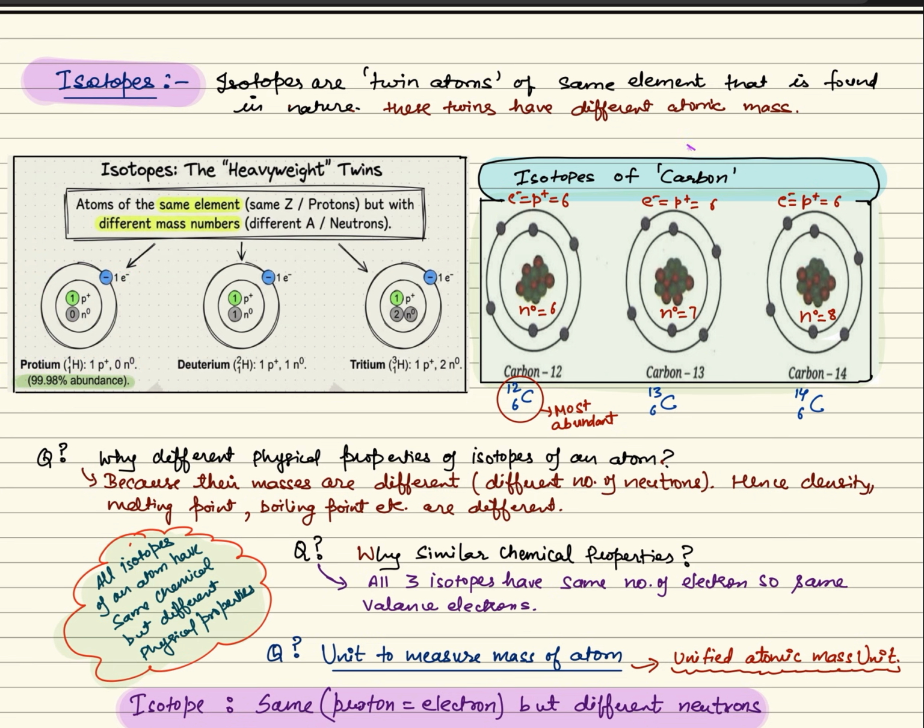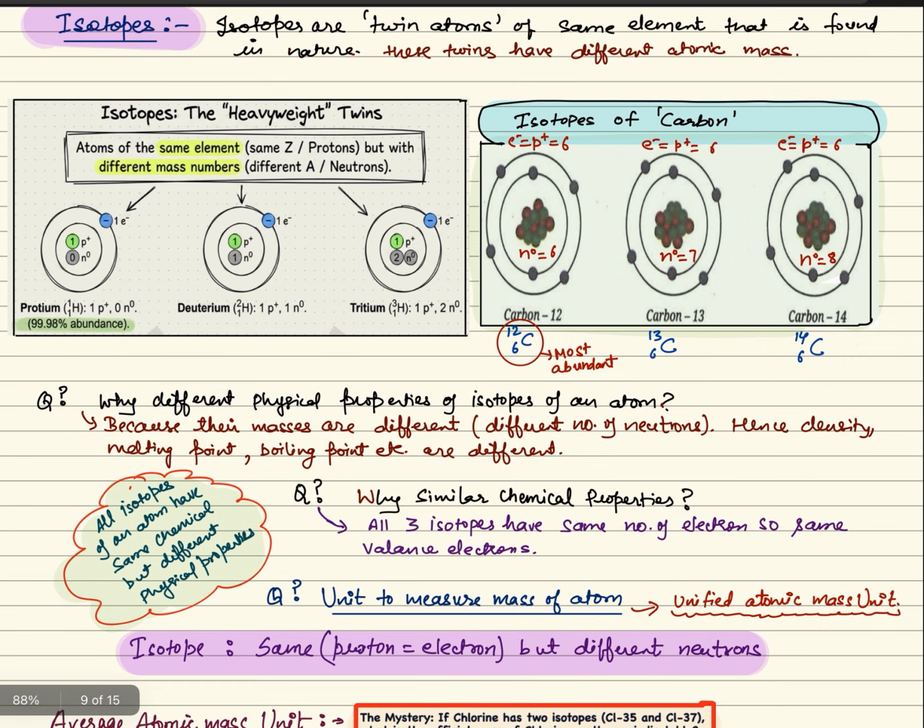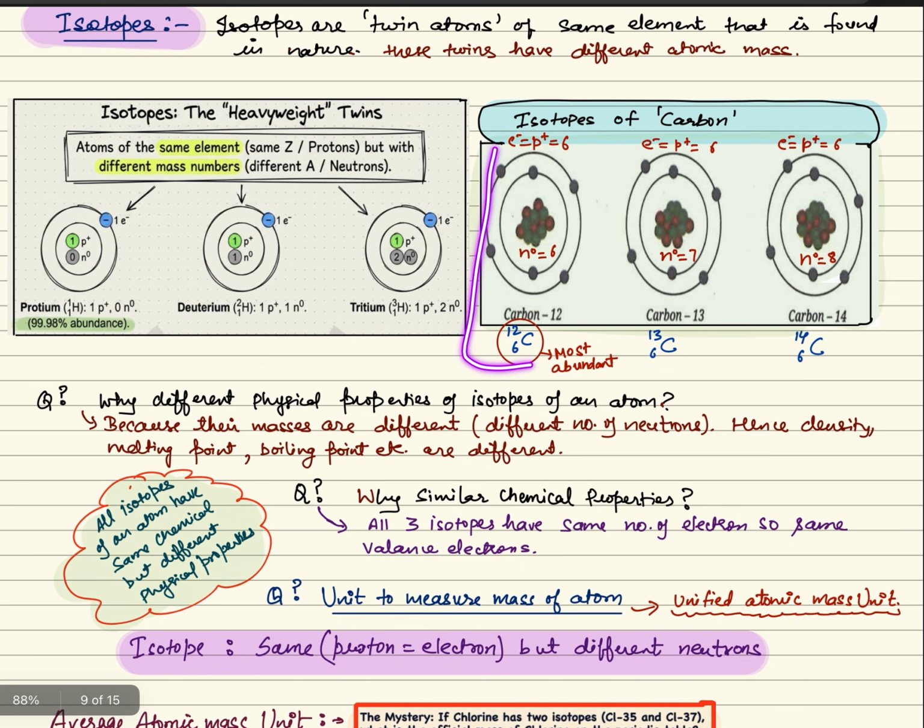Similarly, isotopes of carbon are also found. These are the notations of atoms: carbon 12, carbon 13 and carbon 14. Now you can see the neutrons are 6 here, 7 here, 8 here. So the neutrons are different and they are the twins, the isotopes. Carbon 12 is the most abundant in nature.